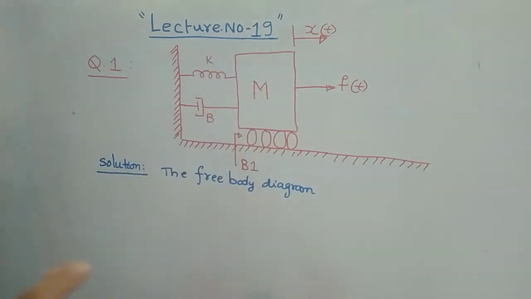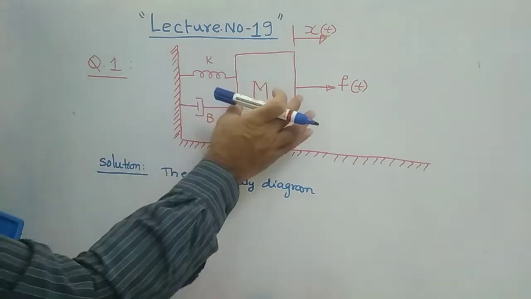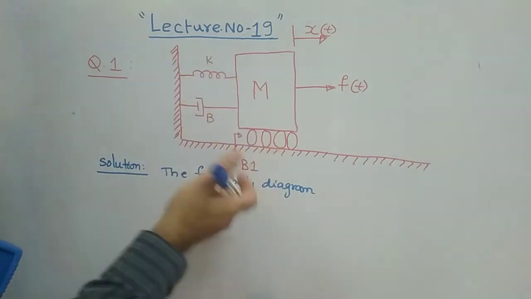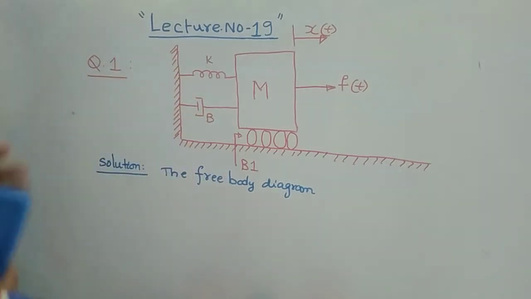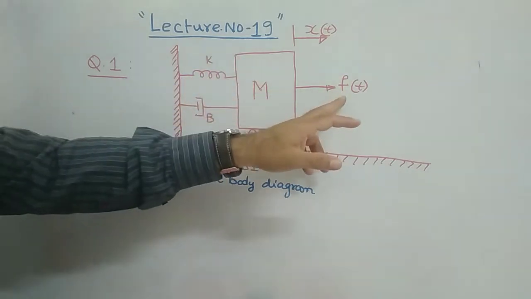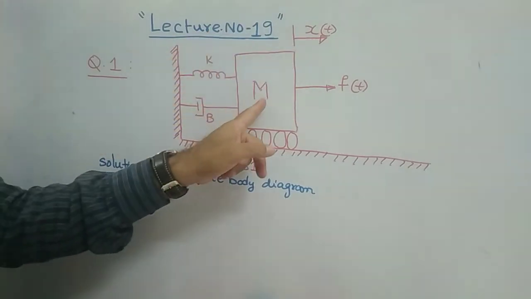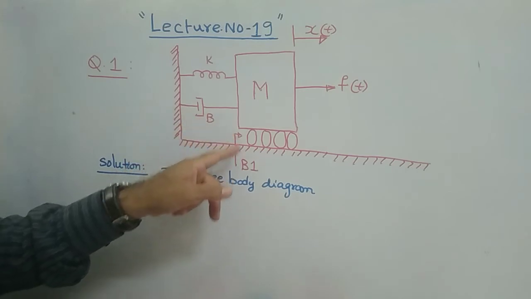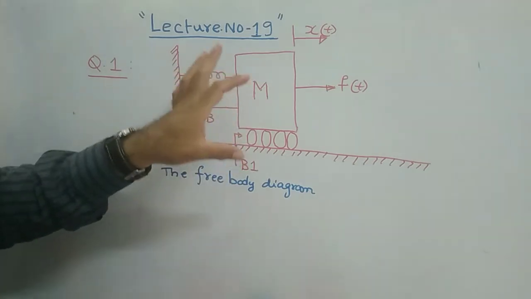A free body diagram is nothing but you have to represent all the forces acting on that particular body. So what are the elements in the given problem? f of t is there, x as displacement is there, and mass is there. This is the spring constant, this is called the dashpot, this is called the viscous friction coefficient. These are the things associated with this block.